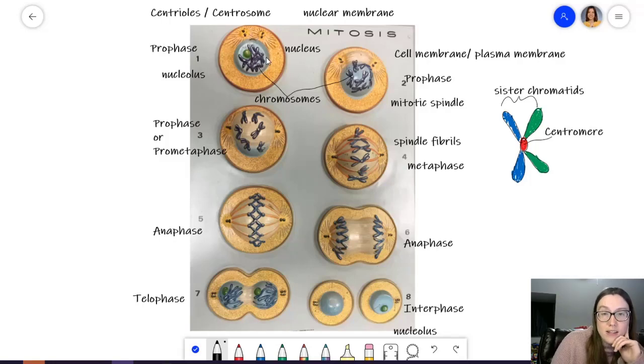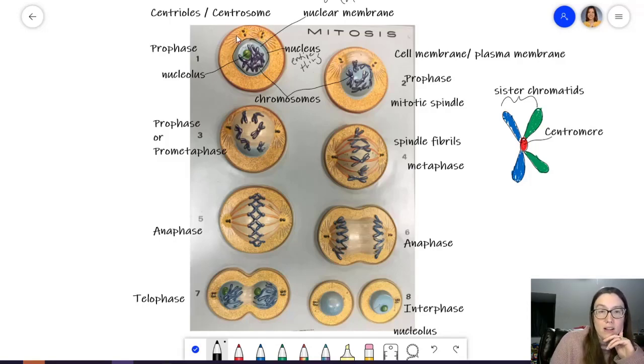So the nucleus is going to be the whole blue area here. This whole thing is going to be the nucleus. And the outer blue layer there is going to be the nuclear membrane. So that's going to be the outer layer. And the nucleus is like the entire thing. This green one inside is the nucleolus.